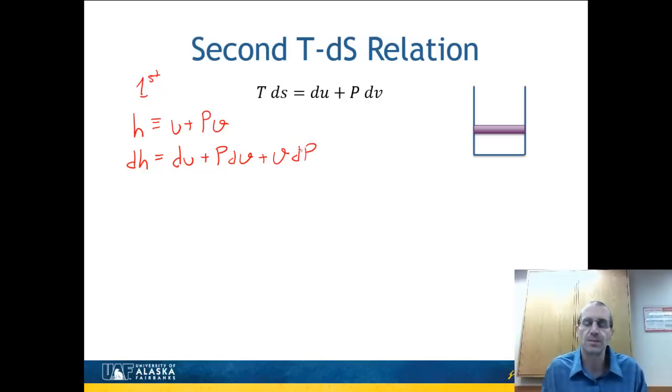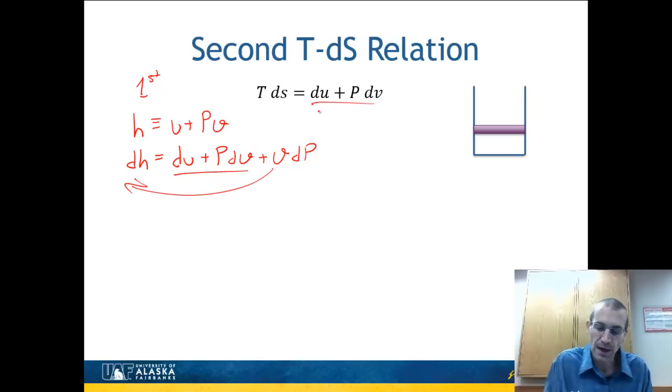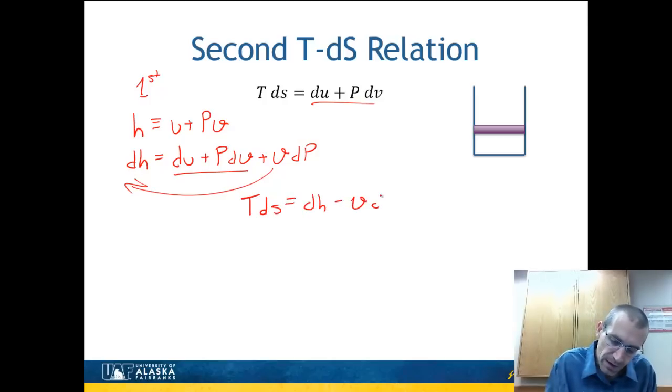So just calculus. No thermodynamics there. But what I'm going to do now is substitute this dU plus PdV in up there. So I'm going to move my VdP term over to the other hand side and put it in. So now I have TdS is equal to dH minus VdP. And so what I've derived here is my second TdS relationship.